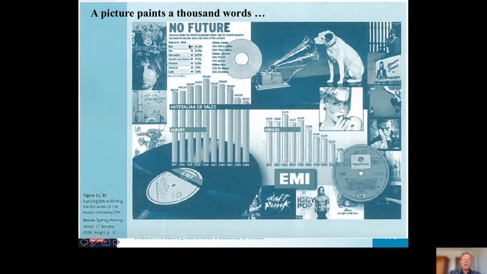So a picture paints 1,000 words, but less is more, perhaps. There's a lot going on here. And do sometimes too many pictures detract from what you're really trying to present? I'll leave that for you to decide, but they really wanted to get our attention.